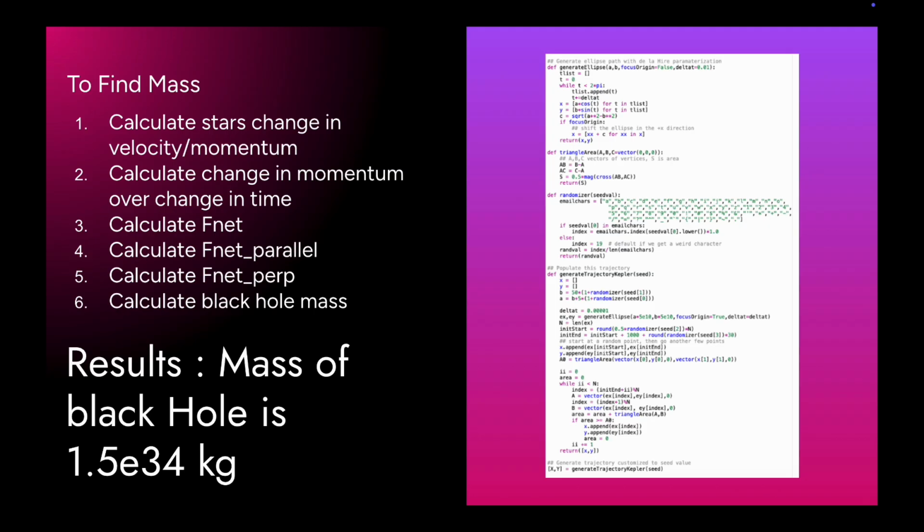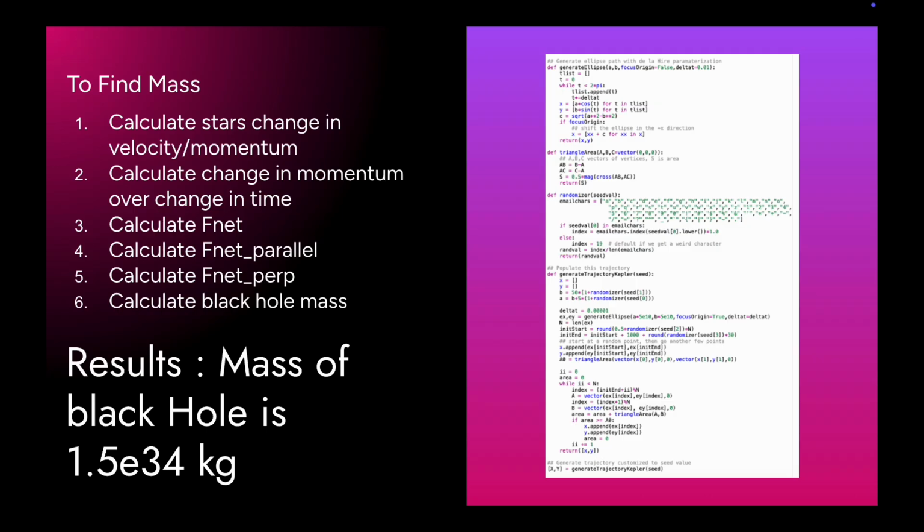In the code, I first calculated the velocity of the star using the position data and the time interval. Then the code calculates the initial and final momentum vectors using p equals mv. Next, it computes the change in momentum divided by the time, which gives dp over dt, and therefore the net force acting on the star. The program also calculates the parallel and perpendicular components of this force relative to the direction of momentum. Finally, using the magnitude of the net force and the distance from the black hole, the program calculates the mass of the black hole during each iteration of the loop.